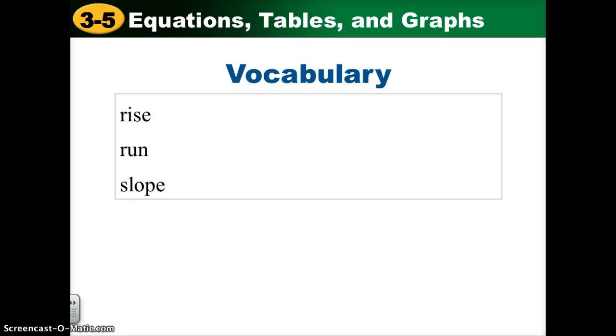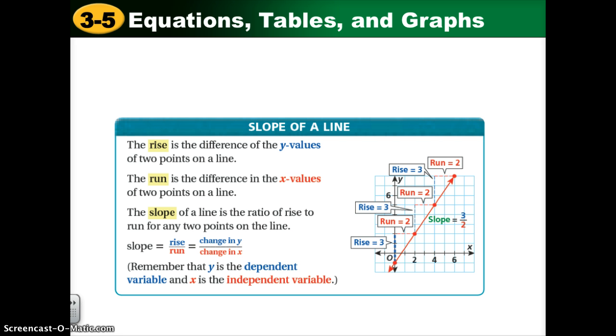Our key vocabulary: rise, run, and slope. Slope of a line. This is really our first experience with slope. We'll come back to this again in 7th grade, but we'll also see this a lot next year in 8th grade algebra. The rise is the difference of the y values. So the rise is what we're talking about, going up or going down from one point to another. The run is the difference between the x values, which would be going left or right.